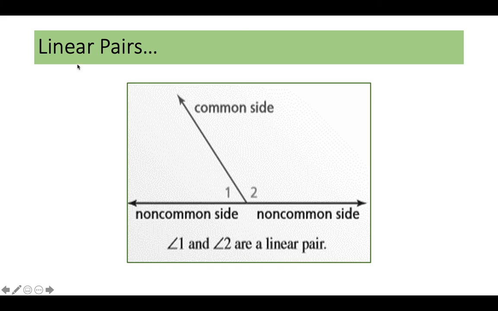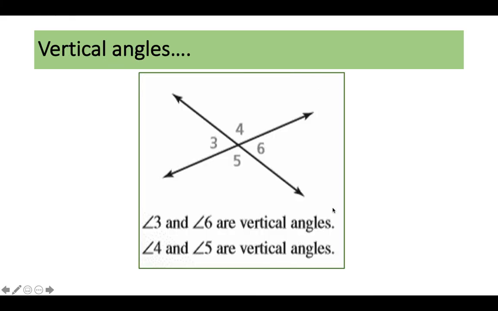Okay, and so this is talking about it again. Pause it if you need to. Here's your non-common side. Here's another non-common side, but they share this wall, right? If this was an apartment complex, this is the wall that they share between their apartments, and so one can knock on two's wall and vice versa. But if one knocks on the non-common side, it's not common, so two won't hear it, hopefully. But linear pairs, they make a straight line when they're paired together.